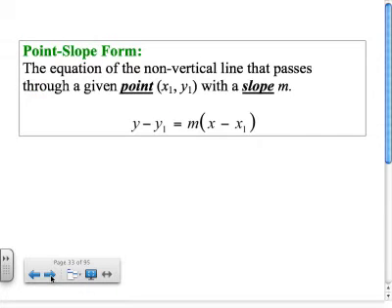Point-slope form is probably something you're already familiar with, but just to refresh your memory, the equation of the non-vertical line that passes through a given point, x1, y1, with a slope of m is given by this. So again, the whole idea behind this, right, you have slope-intercept form, where you need slope and y-intercept. This one's called point-slope. So in order to write the equation of this line, all you need is a point that lies on the line and the slope of that particular line, and you plug these things in to your formula accordingly.